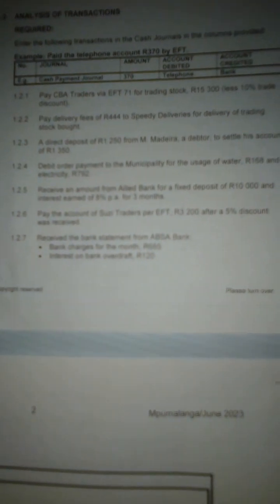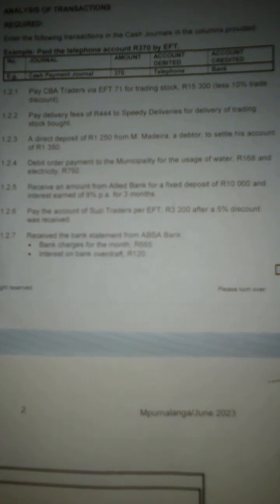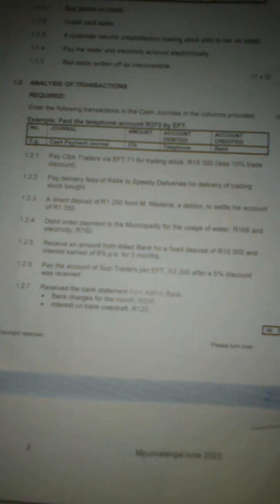1.2.6: pay the account of Susie Traders per EFT 3,200 after a 5% discount was received. That is a payment that is being made. We are making a payment. Let me indicate here 1.2.6, a payment is being made.